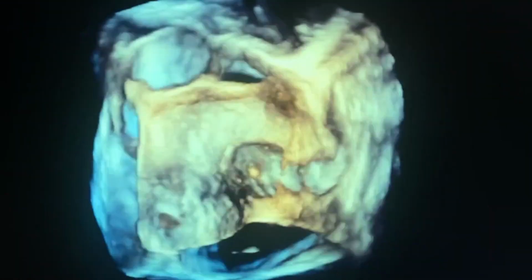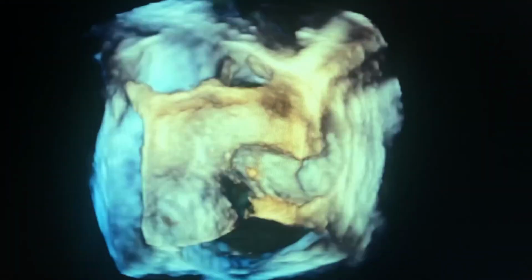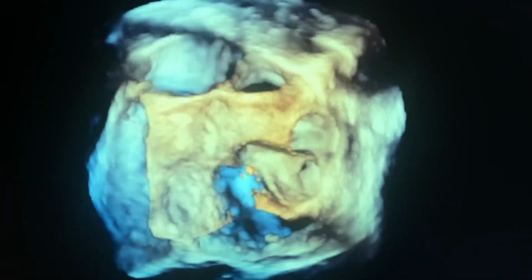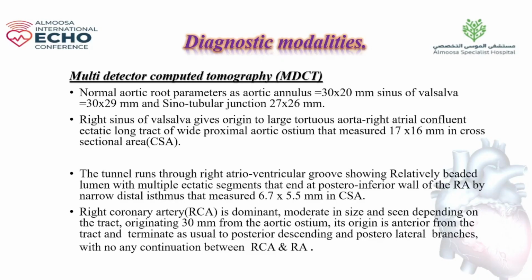And here is the 3D view over the bicaval view. We can see the multiple tunnels inside the right atrium. Color flow is passing here also. So we wanted to confirm whether this is an aorta right atrial tunnel or not. Yes, we did a CT, and this is the data we collected from the CT.